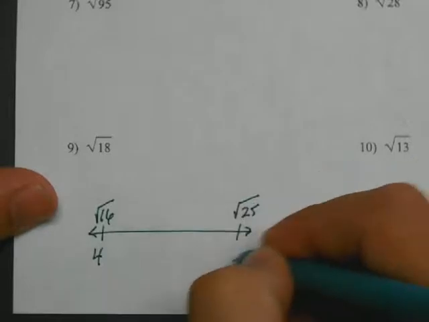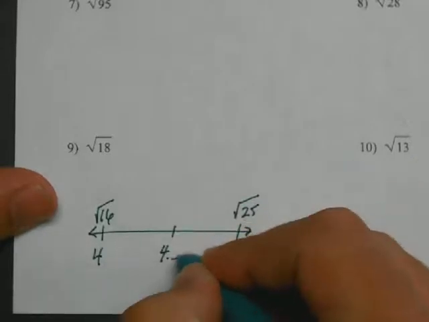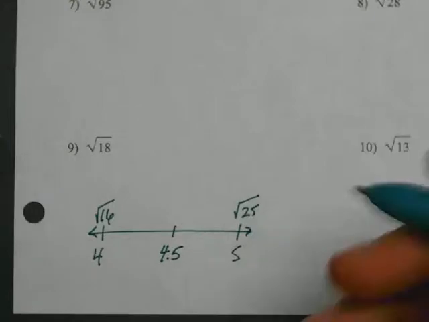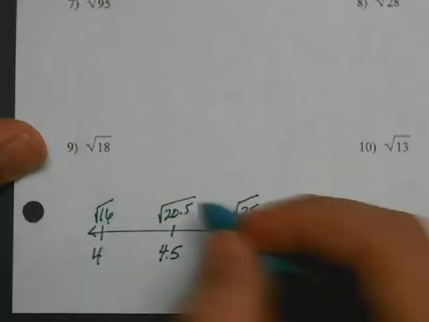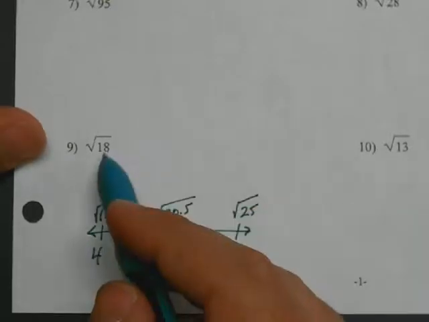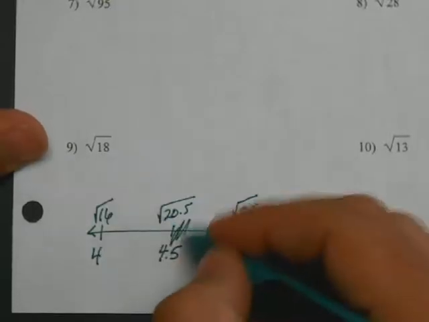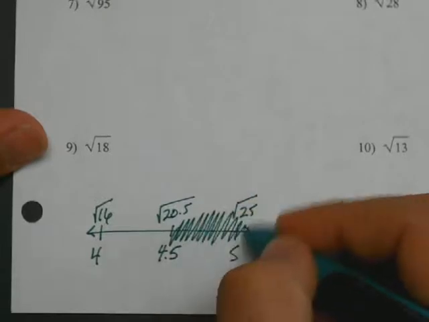In the middle of that's 4.5, and stop the video at any time, okay? And in the middle of here, 4 times 5 is 20 plus a half, or the other way is 16 plus 4 plus a half. Good. 18 is less than that, so I'm going to shade this right side in. I don't need it. Then determine your distance.